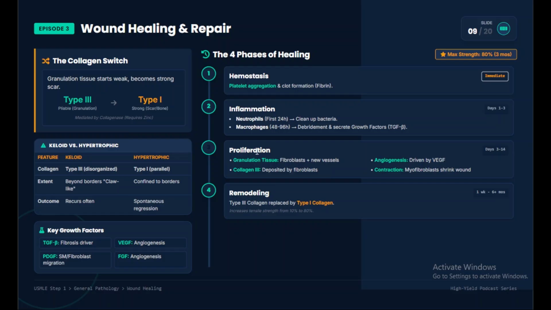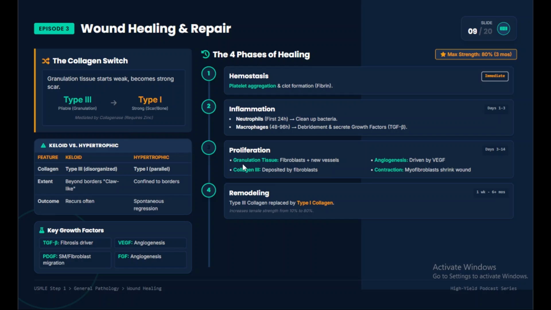So the fourth phase is the remodeling, and in this phase the type 3 collagen is replaced by the type 1 collagen, stronger and mature scar. Tensile strength increases from 10% immediately to 80% over the 3 months, and this is the finishing touch of the construction, making the tissue as strong as possible.